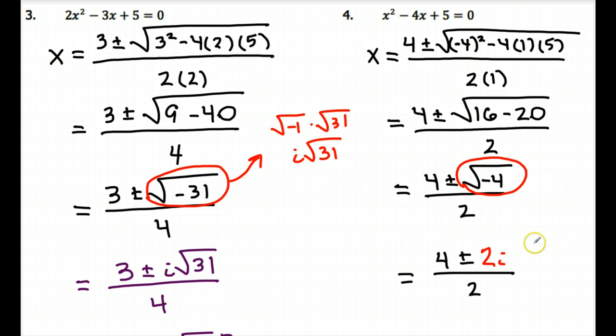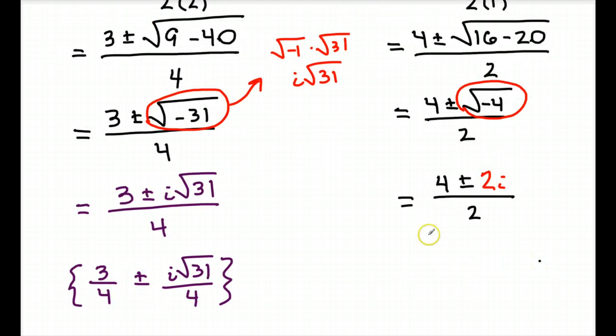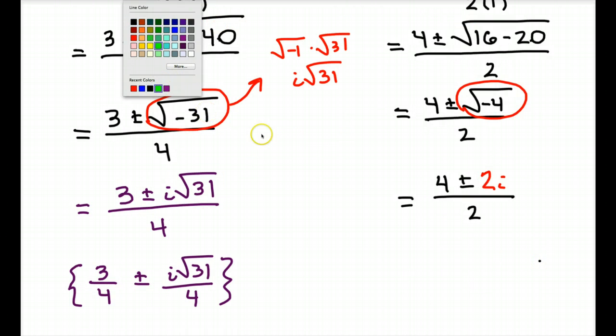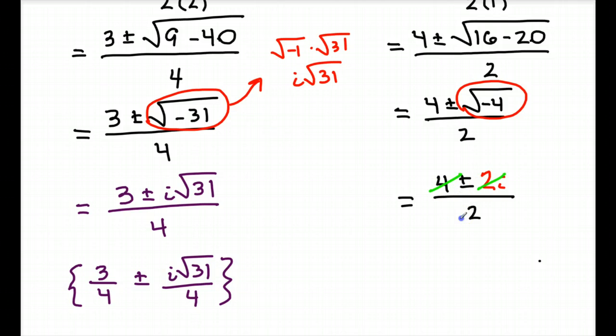And now we can reduce a little bit on here because we have a 4, a 2, and a 2 that we can all divide by 2. So when I cancel these out, I end up getting 2 plus or minus i all over 1, or just 2 plus or minus i for my answer.